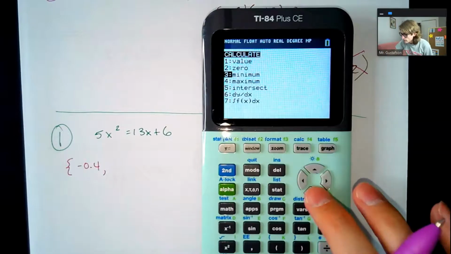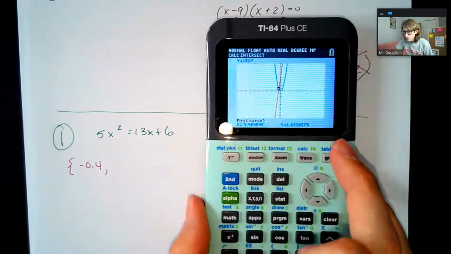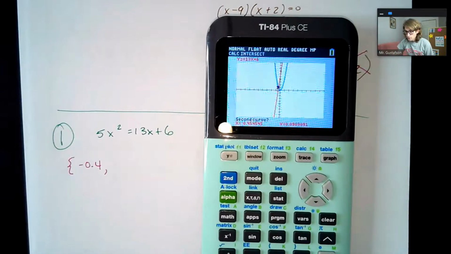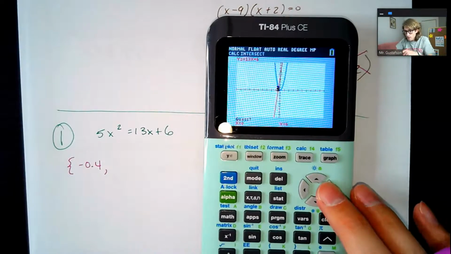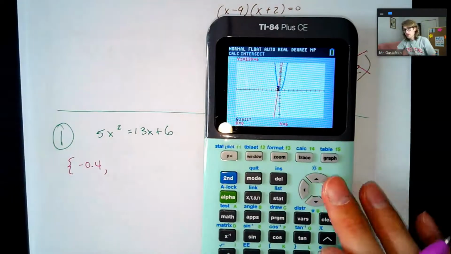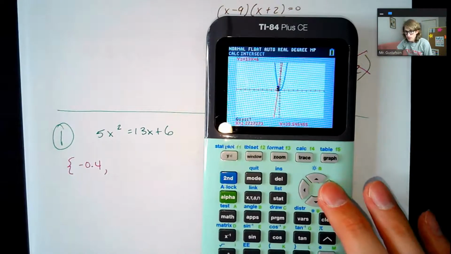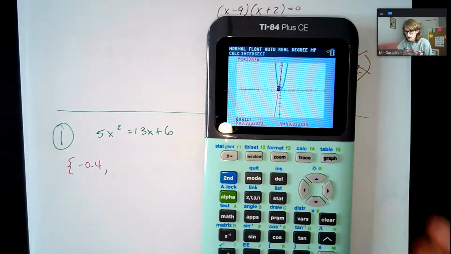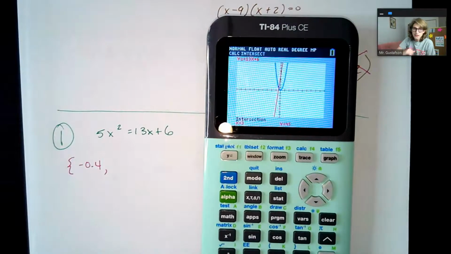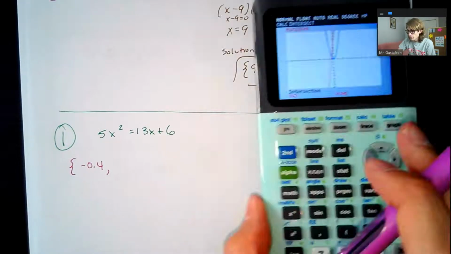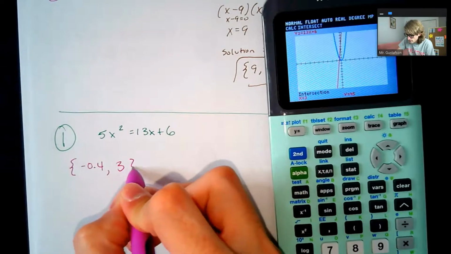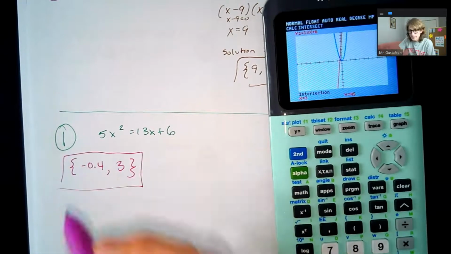Second trace, intersect, blue curve, red curve. This time for the guess, though, notice I'm moving my cursor over to the right. It's going to move out of the screen. I'm just going to keep moving it a little bit further because I don't know how far I have to go, and then I'm going to hit enter. And it tells me the other intersection point is 3,45, and we're just looking for the x. So our other solution is 3.